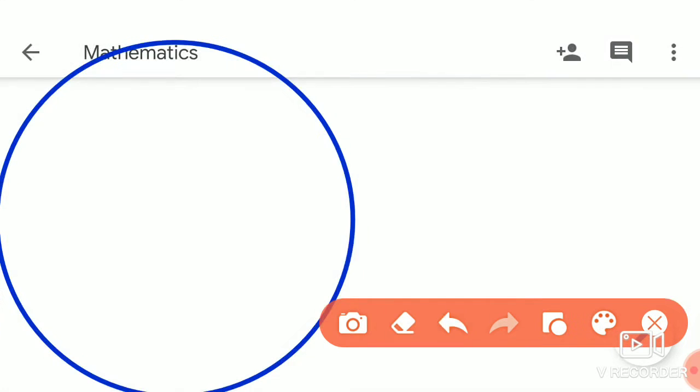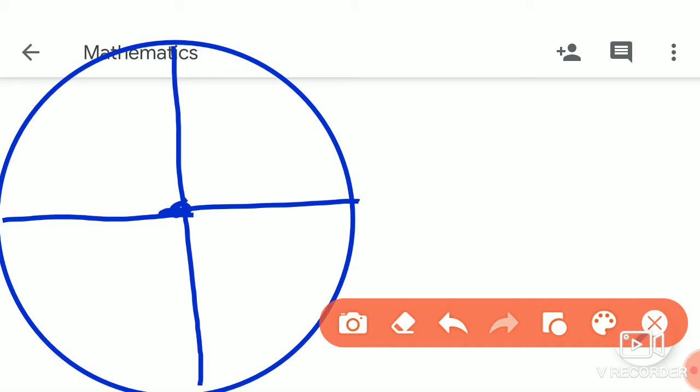Now, this is the point. It's a radius. When I extend it, I get a diameter. It's a diameter. Now, can you see this line? Is this a diameter? No, it's not a diameter. Is it a radius? No, it's also not a radius.